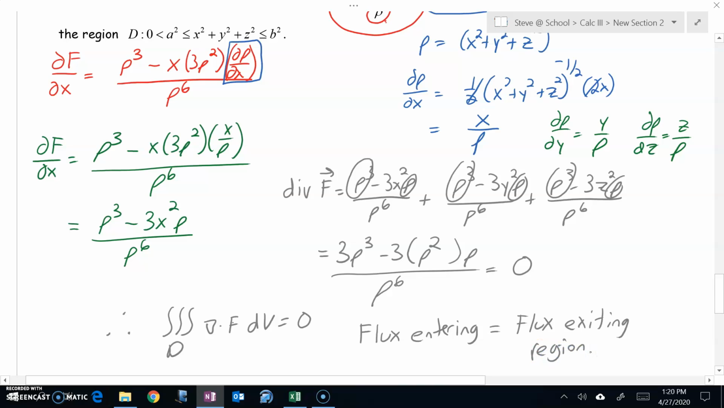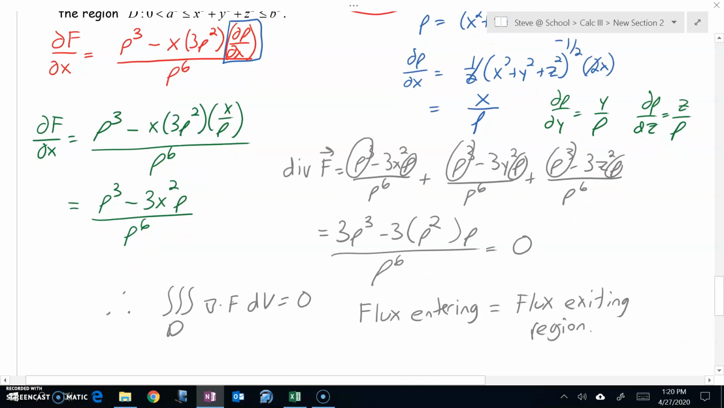Okay, so that's all we have to do for that problem. It was a little weird with derivatives because we had another variable in there, but using implicit differentiation and substitutions, we were able to figure out our divergence, and it was 0, so that we don't even have to integrate, which is nice. The flux is 0, which means the flux entering is equal to the flux exiting.